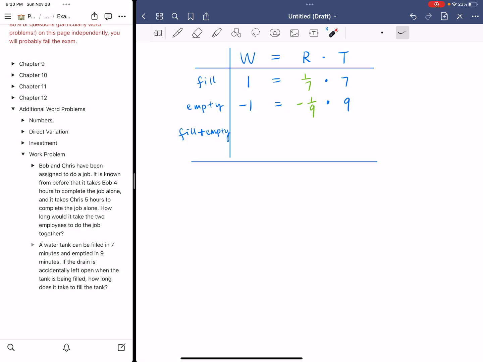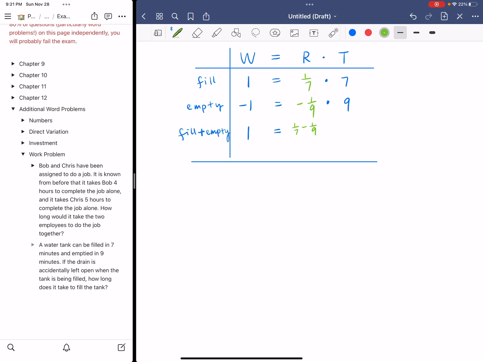Next, you are filling the tank, but with the drain left open. So fill plus empty. You are filling the tank. That means you're adding water. So your total amount of work once you are done will be 1. It's positive. The rate, just like before, when two people work together, the combined rate is simply the sum of those previous situations. So in this case, we are doing 1 over 7 plus -1 over 9, or it's simply 1 over 7 minus 1 over 9. And then you could see that the rate of filling is actually greater than the rate of emptying. That's why you're able to fill the water tank.